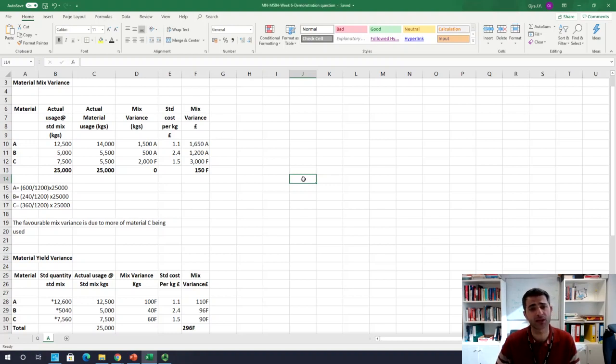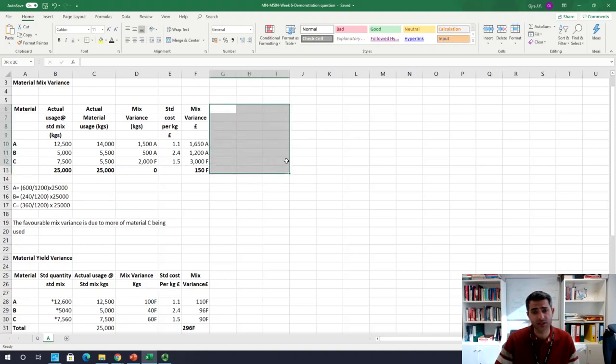So this is the way you calculate the mix variance. What does that mean really? This means that the mix variance is favorable. Why is it favorable? Because more material C is being used, right? As you see, in material C we have 2,000 kilogram, which is the highest compared to A and B, and its cost is 1.5, which is higher than 1.1, isn't it? So that's why it's a little bit favorable, not a lot, but that's the way it works.